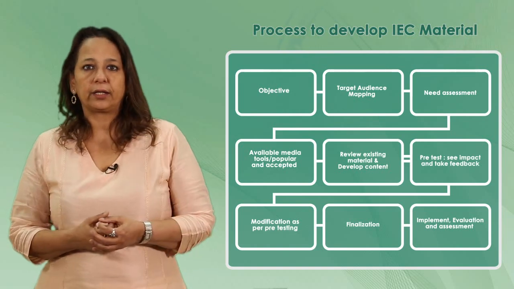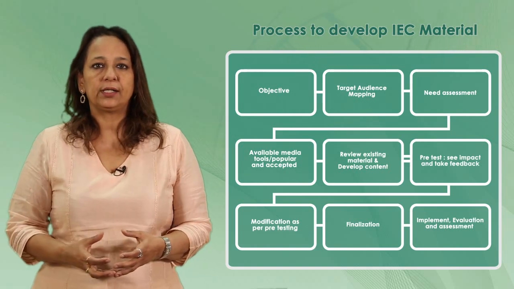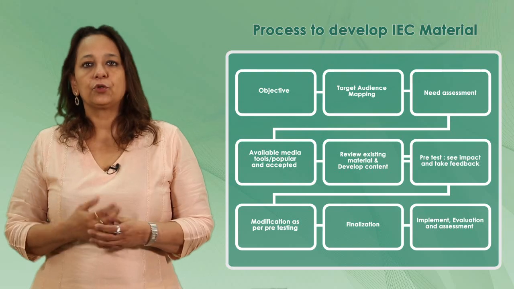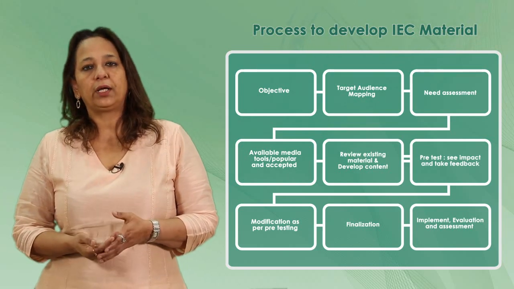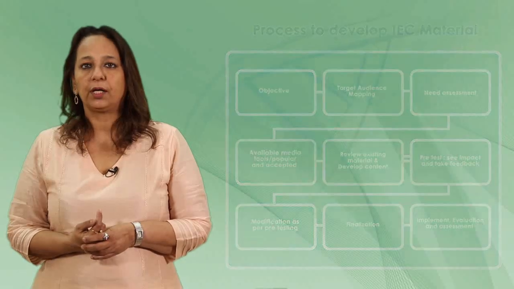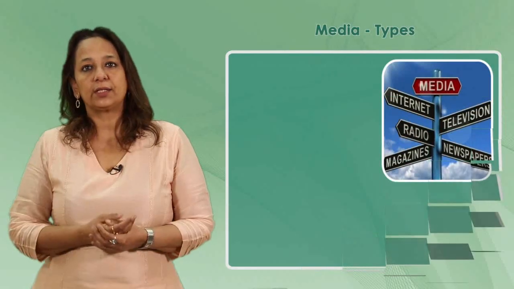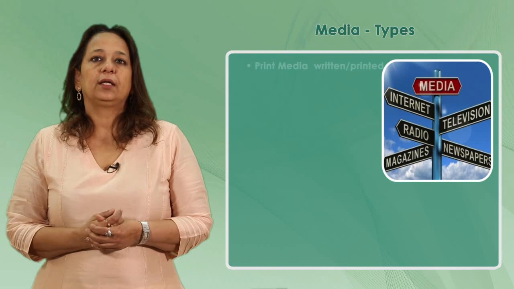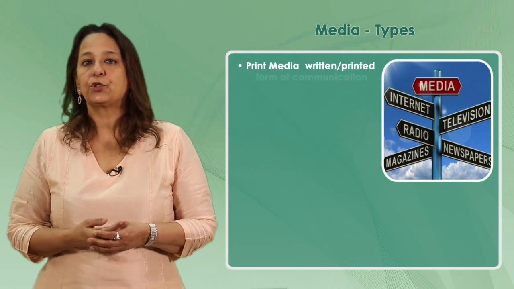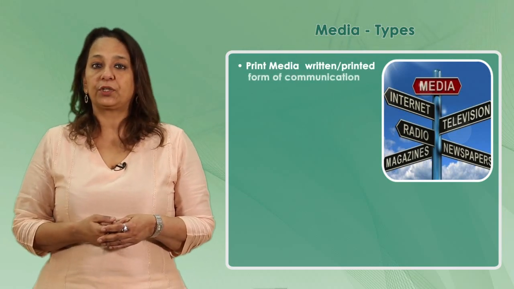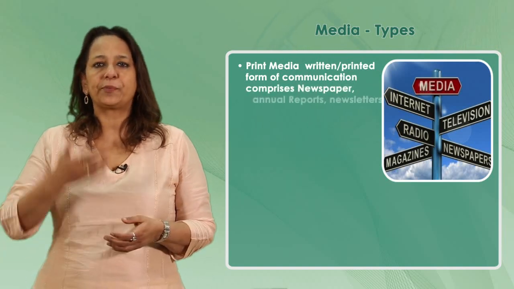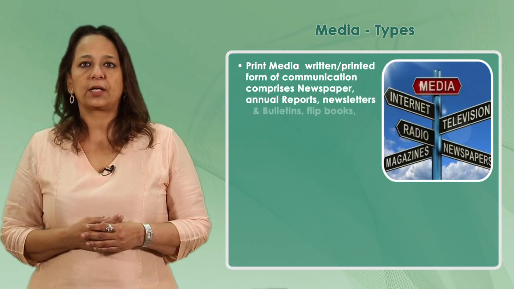Now that you've identified your target audience, you've developed your IEC materials, you know the process ahead, and you've pre-tested it, now you look for media. You either partner with a media agency, or you can yourself look at the different media that you can take your IEC material on. Some of the media available to us is of course print media, which everybody knows. There's written and printed communication like newspapers, annual reports, newsletters, bulletins, flip books which ASHA workers use, posters, leaflets, banners, backdrops and hoardings on roads. There's no dearth of such material.